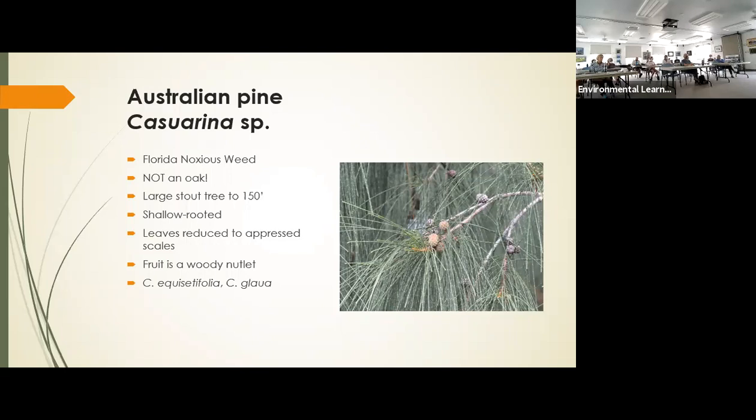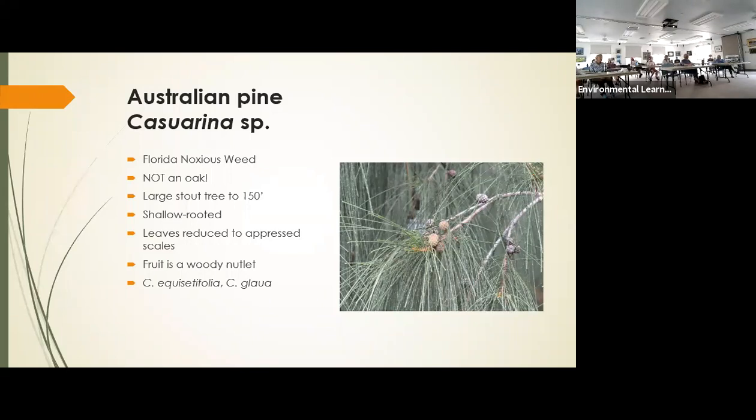The city of Sanibel had a Save the Australian Pine Tree because they were so beautiful along the entryway onto that barrier island. Well, after Hurricane Charlie, they all fell down and nobody wanted them anymore, so they were cut down and replaced with beautiful native plantings.